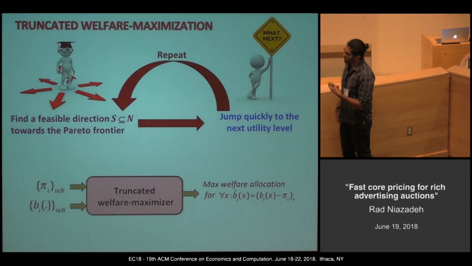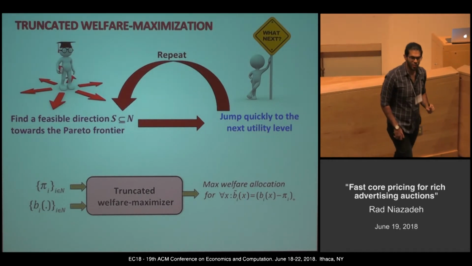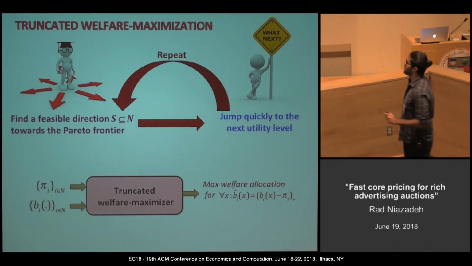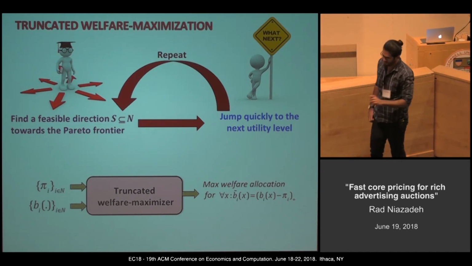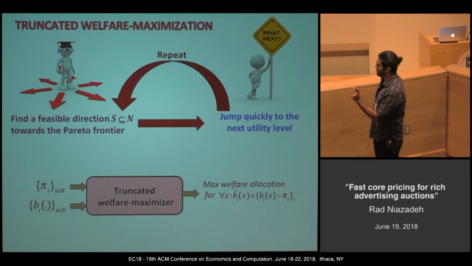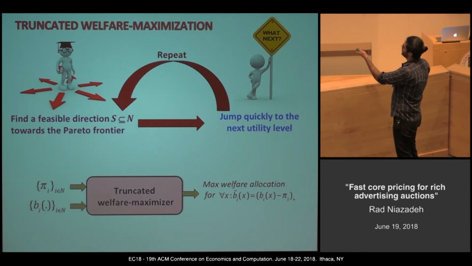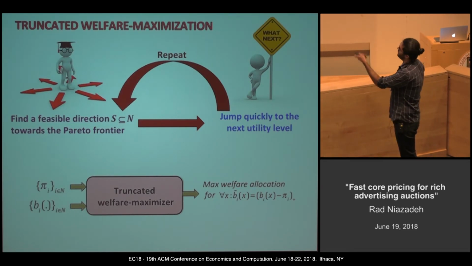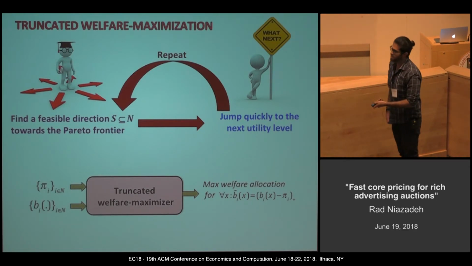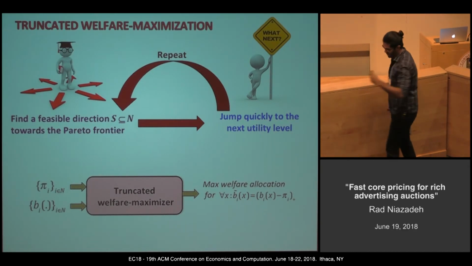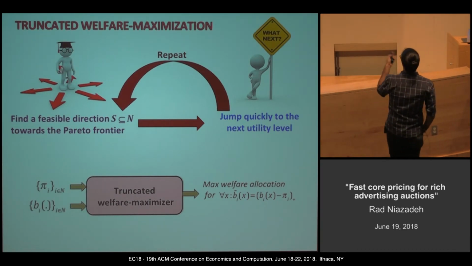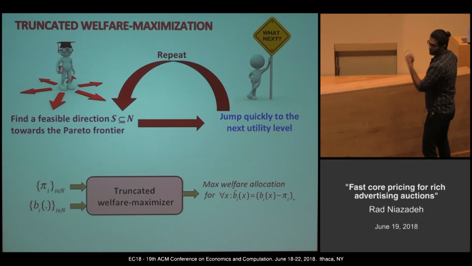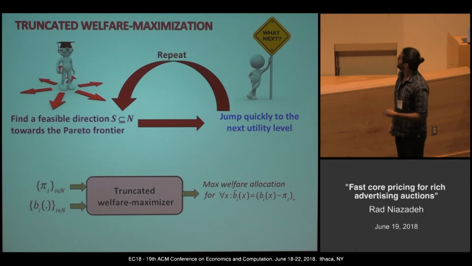sending order log n number of queries at every iteration of the previous algorithm to the truncated welfare maximizer. You can think of these as basically a black box that you input the bids for every bundle and a vector of utilities. This black box decreases the bid for every bundle by the utility and finds the maximum welfare allocation.